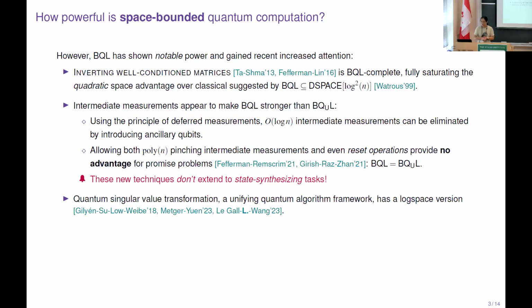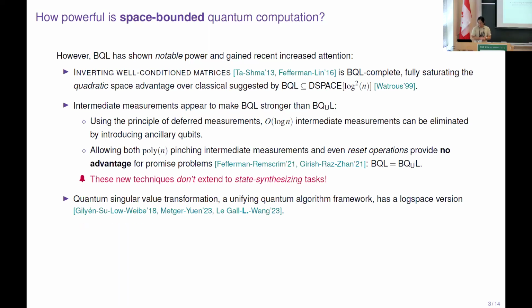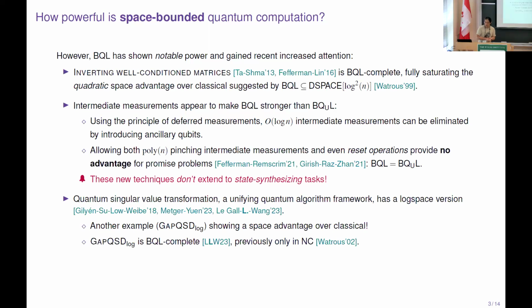Even this very powerful unifying quantum algorithm framework works in log space: quantum singular value transformation can be done in log space. It's based on our first work with François and Qisheng. A particular example here is the space-bounded quantum state testing problem with respect to the trace distance. In Watrous's paper, which introduces quantum statistical zero knowledge, he also implicitly shows that this problem is contained in NC. But on the other hand, we show this problem is BQL complete.